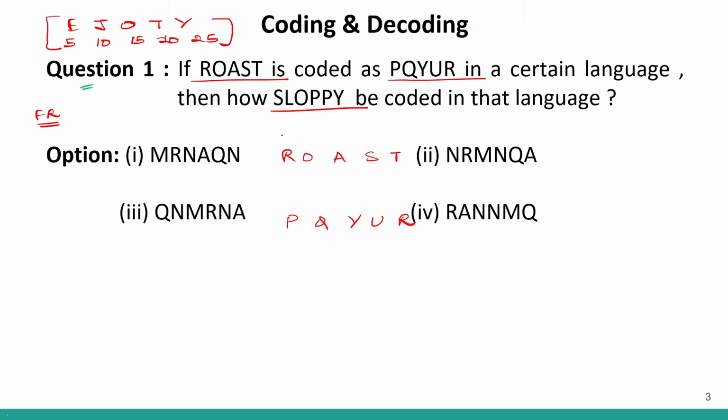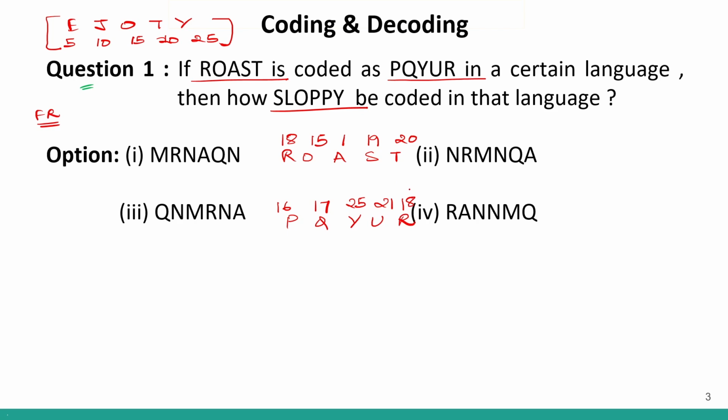So R is how much? 18, O is 15, A is 1, S is 19 and T is 20. These are the forward ranks. For PQYUR, what are the forward ranks? For P, it is 16, for Q it is 17, for Y it is 25, for U it is 21, and for R it is 18.